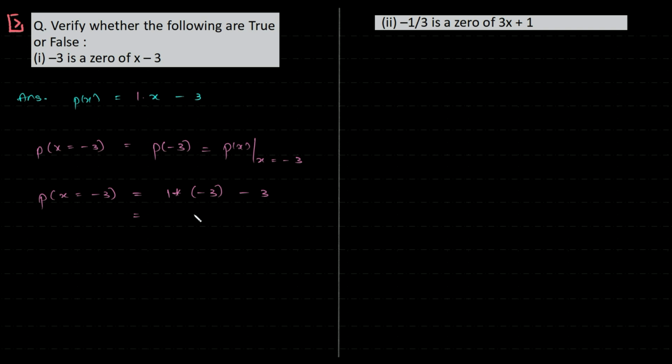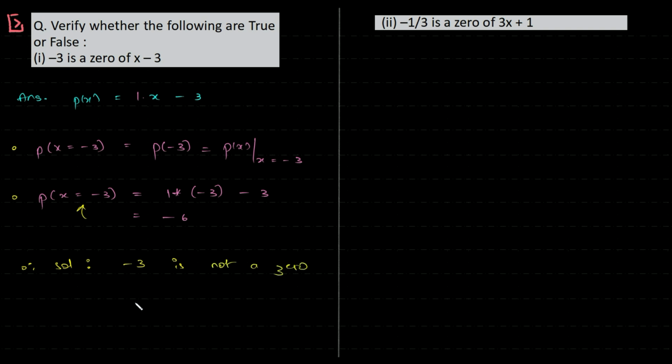So in place of x, we are writing minus 3. When we simplify this, what will you get? 1 into anything is the same thing. Minus 3 minus 3 is minus 6. Therefore, the solution is what? Minus 3 is not a 0. Why? Your output turns out to be minus 6. When I make this the input, the output turns out to be minus 6. So minus 3 is not a 0.